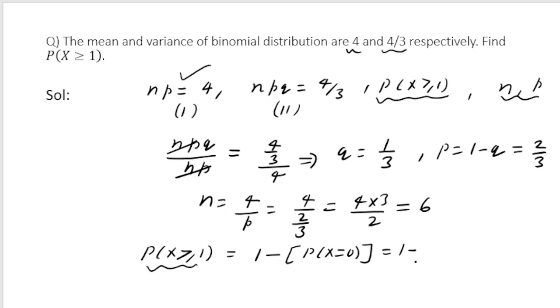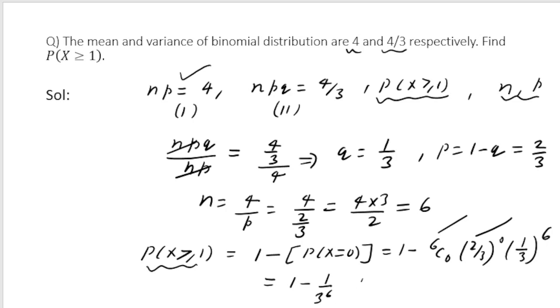So n is 6, 6C0, the probability of success is 2/3 to the power 0, the probability of failure is 1/3, and 6 minus 0 is equal to 6. So what we got is 1 minus 6C0, which is 1, times 2/3 to the power 0, which is 1, times 1/3 to the power 6. So complete this and get your answer. Just do the remaining calculation.